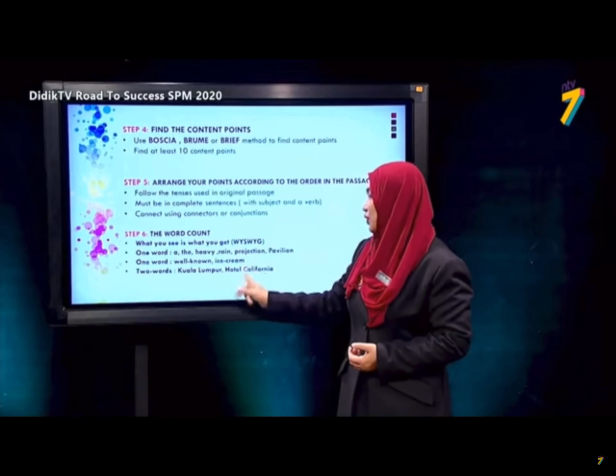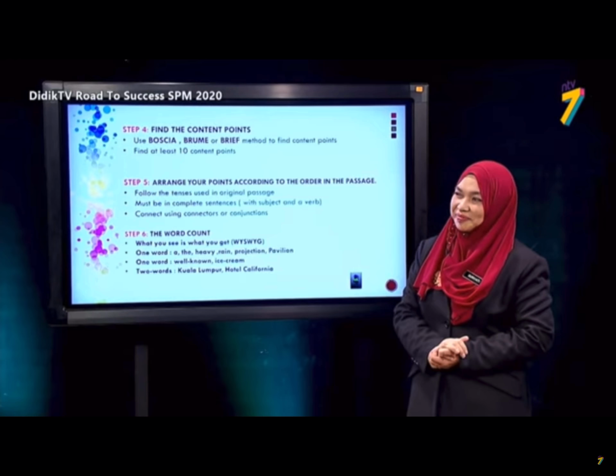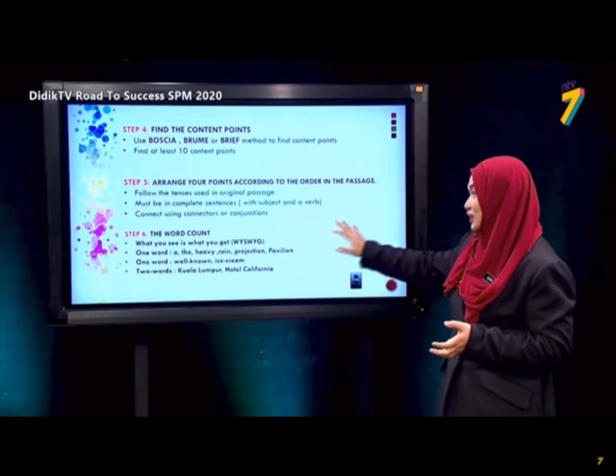Kuala Lumpur, 2 words. Hotel California, 2 words. What about KLCC? 1 word. Why 1 word? Because KLCC is a short form for Kuala Lumpur Convention Centre. How many words? 4 words. So it stands for four words. You have to know how to count the number up. This is also important for students to know, right?